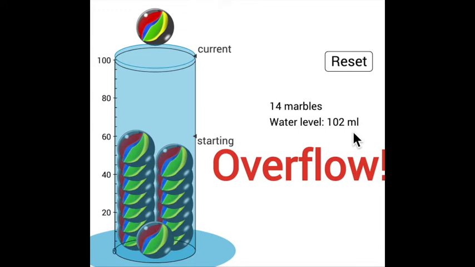Well, what fraction is that of a marble that's flowing over? It's 2/3 of a marble. So 1/3 of a marble equals 1 milliliter. So if I could go back, I'd add 1/3 of a marble. That would get me to exactly 100 milliliters.